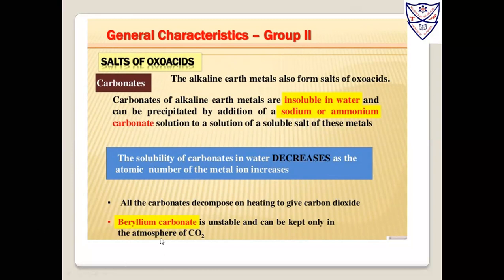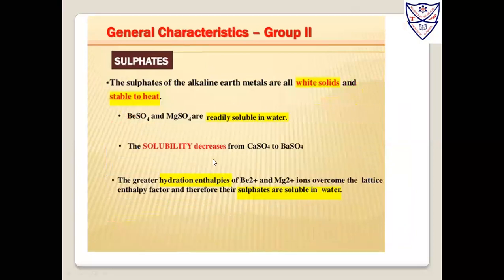So all the carbonates decompose on heating to give carbon dioxide. Wherever carbonate is there, on heating, carbon dioxide will be released. Beryllium carbonate is unstable and can be kept only in an atmosphere of carbon dioxide. Now about the sulfates. The sulfates of the alkaline earth metals are all white solids and stable to heat. BeSO4 and MgSO4 are readily soluble in water. Solubility decreases from CaSO4 onwards.